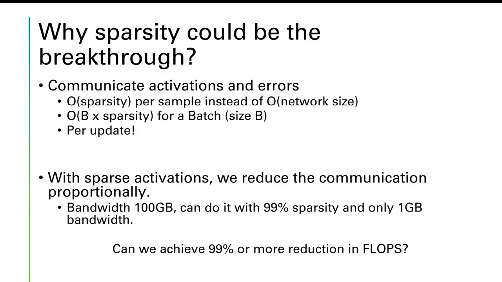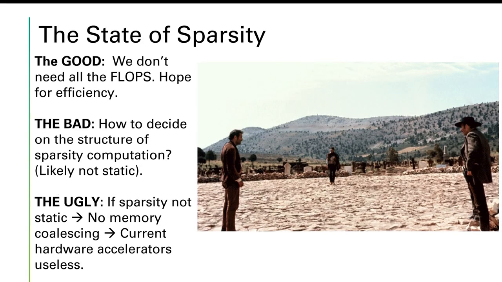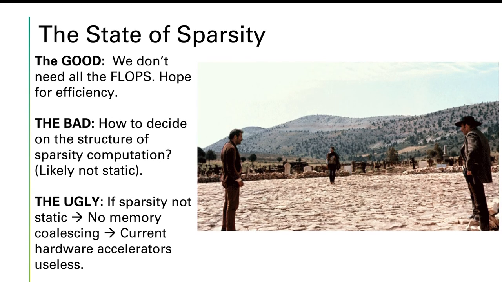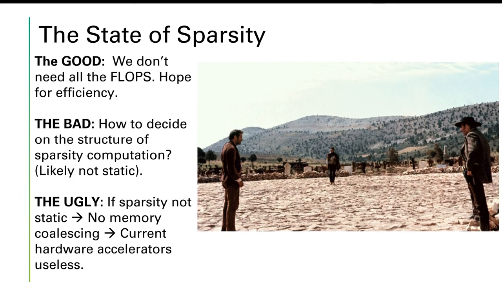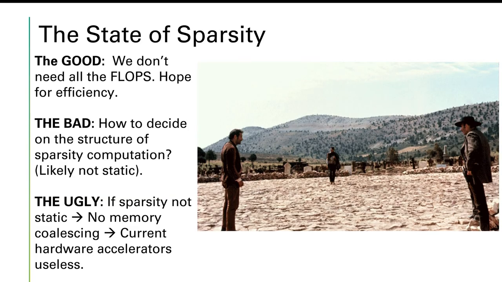The question is, can we achieve something like 99% or more reduction in flops? Before I go and talk about the algorithm that I have been working on, I can quickly summarize the state of sparsity. The good is obviously we know we don't need all the flops. That's where the hope of efficiency is.